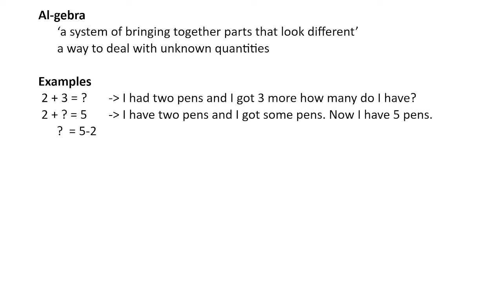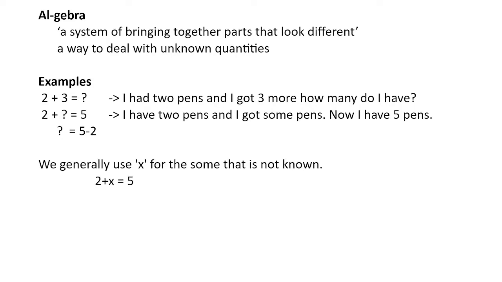So now when looking at the stories, in the first example, 2 plus 3, I can say that I had 2 pens, or it can be anything, and I got 3 more. How many do I have now? And in the second example, I have 2 pens and I got some pens. Now I have 5. So the sum is unknown. We generally use x for a sum that is not known. Here I can rewrite the second equation as 2 plus x equals 5.